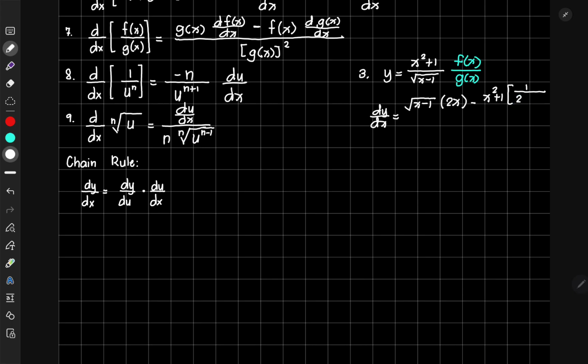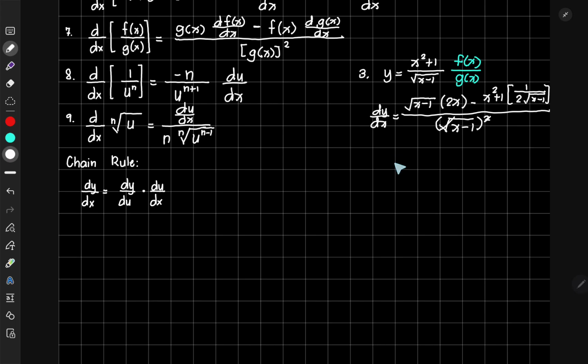Then, the nth root, or since it's a square root, the square root. So, you copy the u, which is x minus 1, then raise it to n minus 1, that is 2 minus 1, or just simply raise it to 1. So, all over the denominator, which is our g of x, raised to 2. So, square of that. So, we have the square root of x minus 1. That would be squared. So, it will just cancel out.